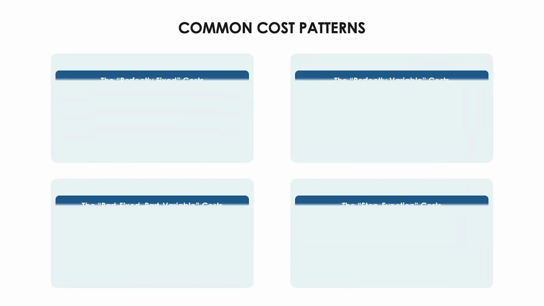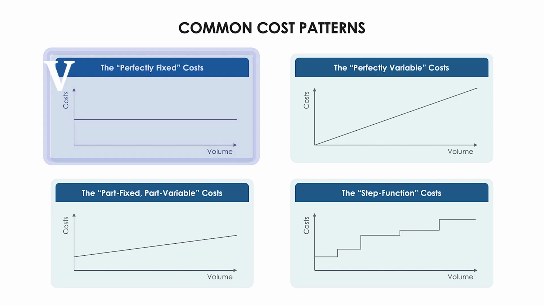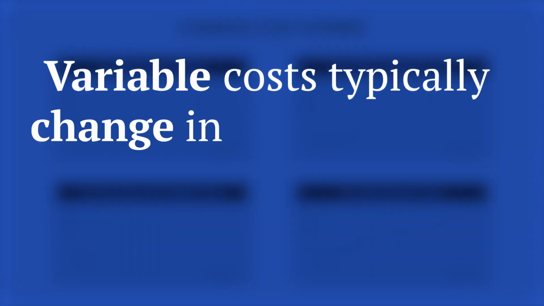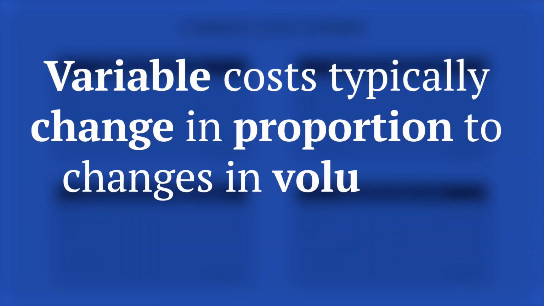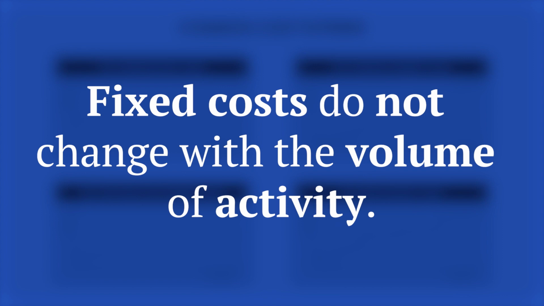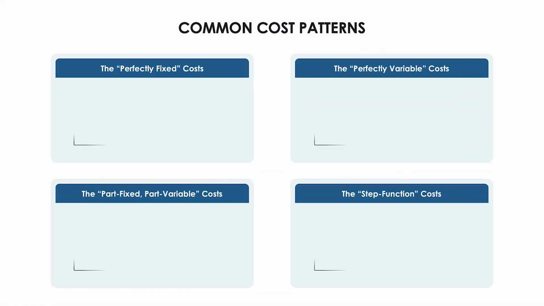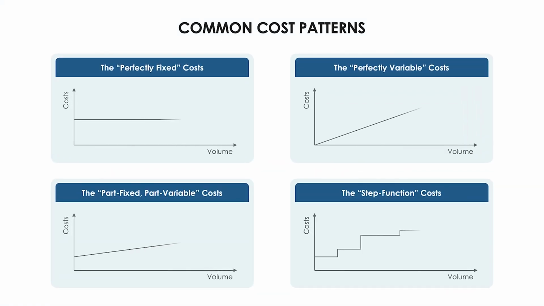There are 2 main types of costs: variable and fixed. Variable costs typically change in proportion to changes in volume of activity. Fixed costs, on the other hand, do not change with the volume of activity. This includes costs like salaried employees, building rent, or insurance. These tables show some common patterns that take these costs into account.